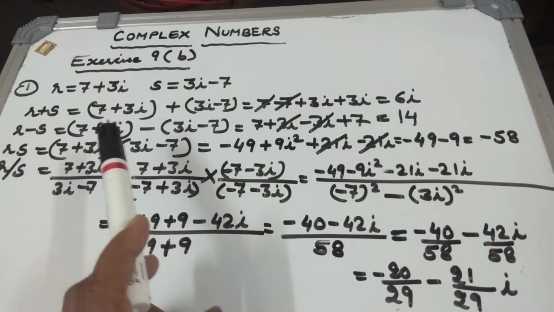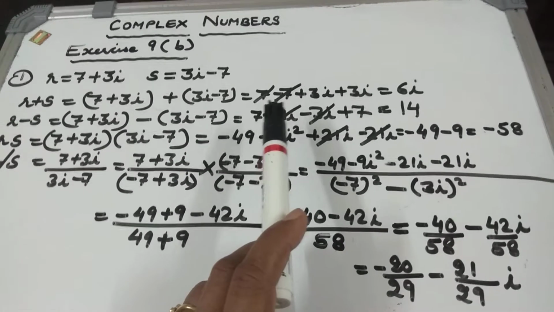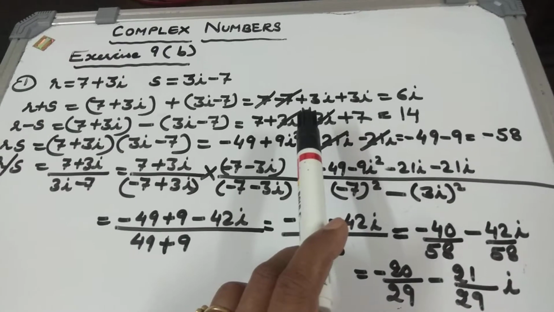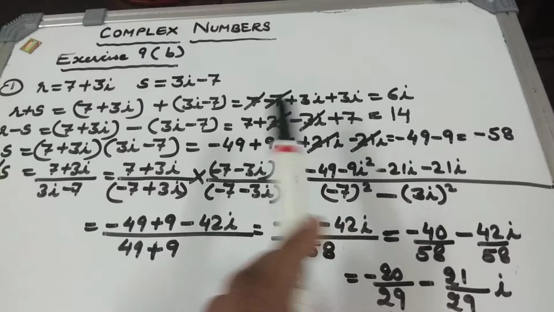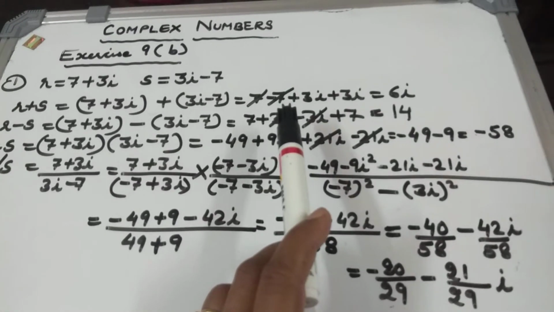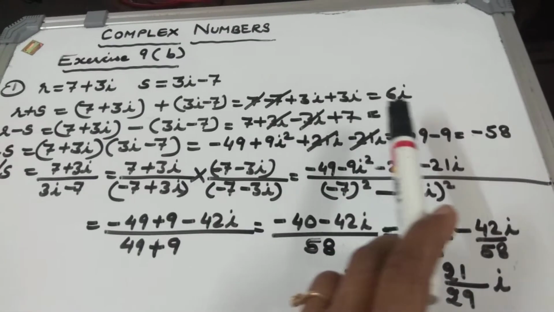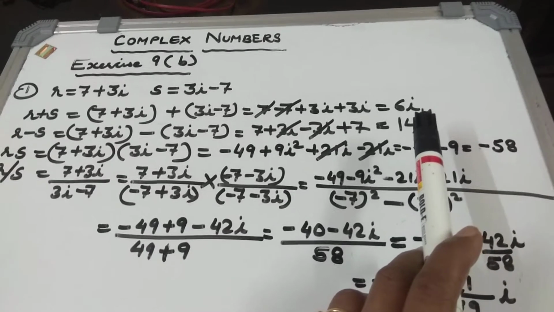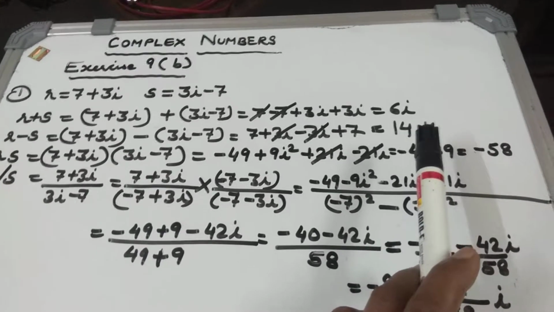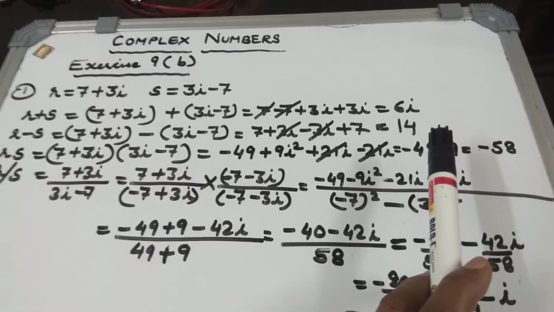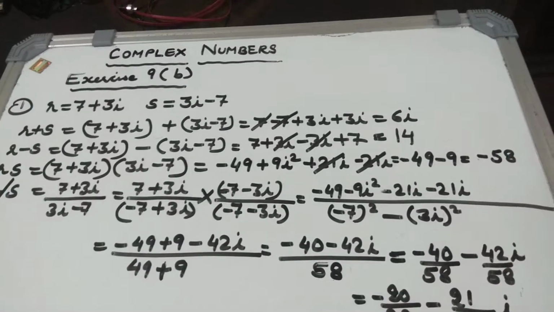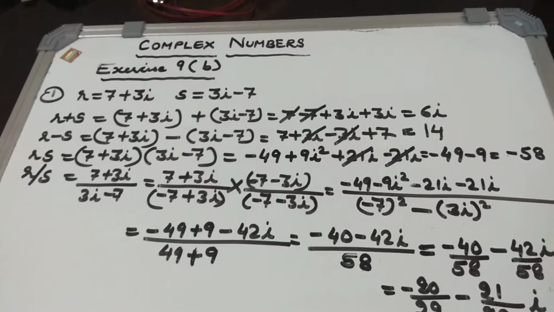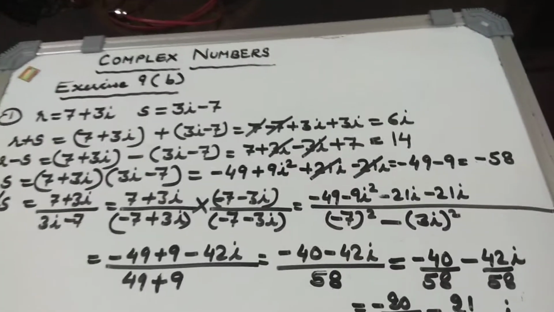So now if you open the bracket and collect the like terms, then 7 minus 7 plus 3i plus 3i, and 7 minus 7 cancels, so 3i plus 3i becomes 6i. Hence finally r plus s is equal to 6i. You can also write it as 0 plus 6i. That is a method of writing the complete complex number. Otherwise, if you write 6i, then also it is correct.